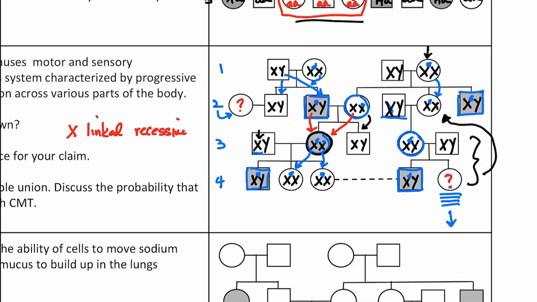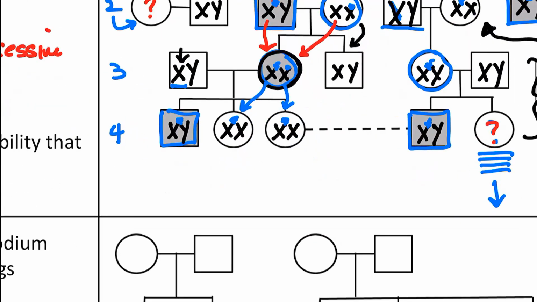And then the last one says, the dashed line represents a possible union. Okay, possible mating, and they're going to make some kids. Discuss the probability that such a union will result in a child with CMT. All right, well, if we now know these individuals are this, I can do a little Punnett square. I can do a big Punnett square too.